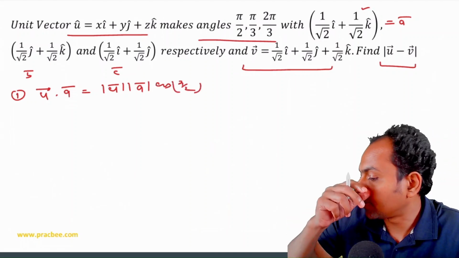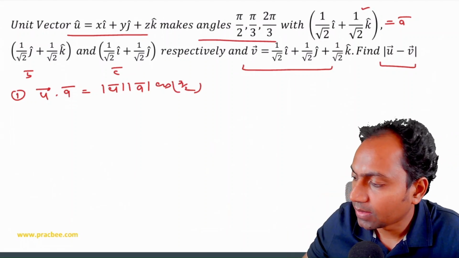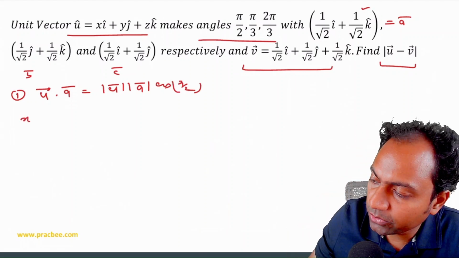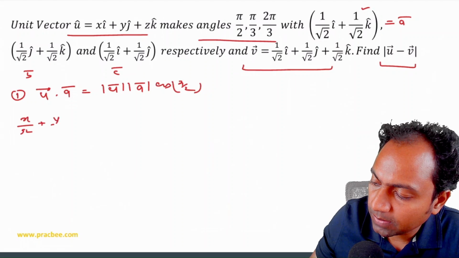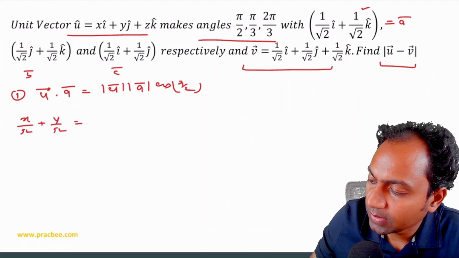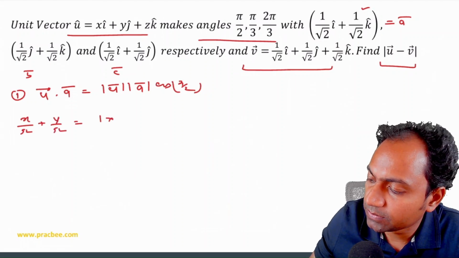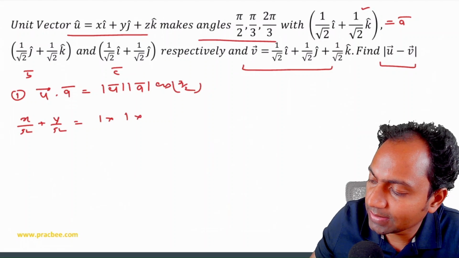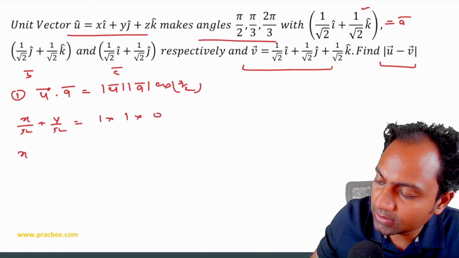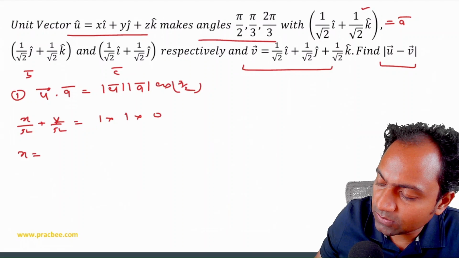And you can see that the answer for the first part will be nothing but x by root 2 plus y by root 2. This becomes 1. This also becomes 1. And this is nothing but 0. So you can see that x will be equal to minus z.